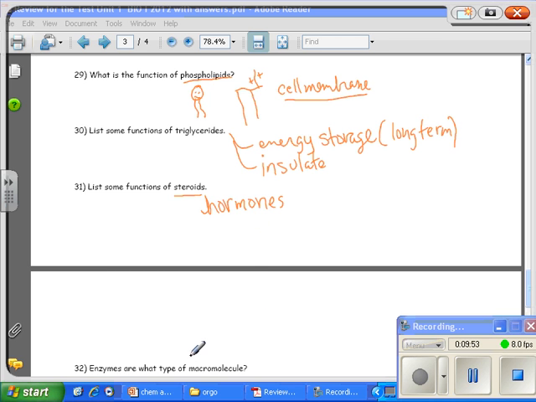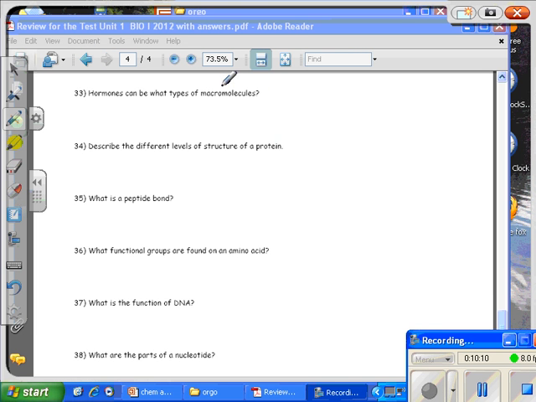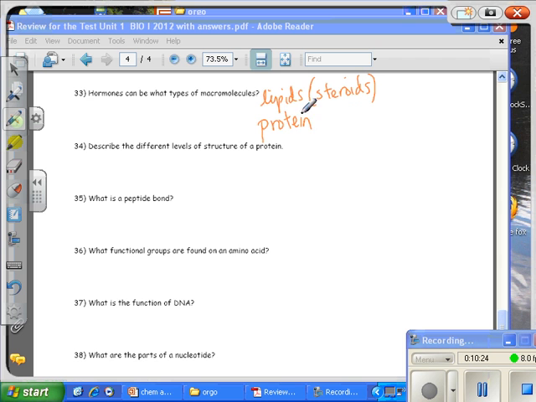What type of macromolecule are enzymes? They are almost always proteins. Occasionally RNA works as an enzyme, but 99.99% of them or whatever, I think, are proteins. Hormones can be what type of macromolecules? Two things. Either they can be lipids, and when they are lipids, they are steroids, or they're protein-based. So an example of a hormone that's a protein would be insulin, and an example of a steroid or lipid hormone would be testosterone or estrogen.